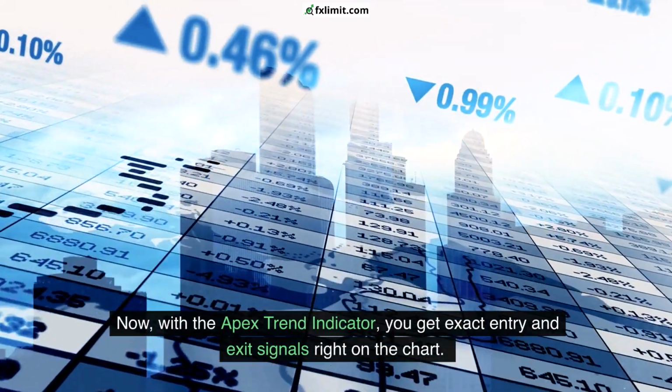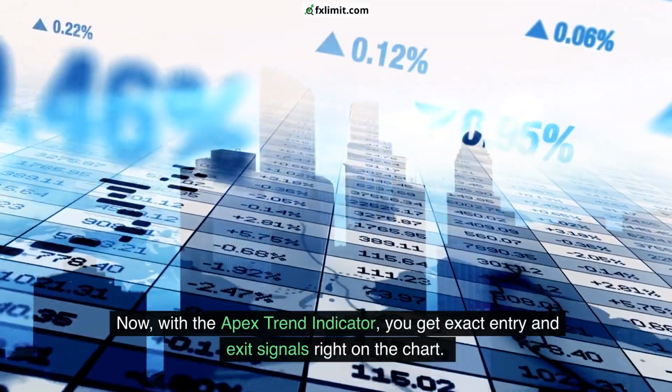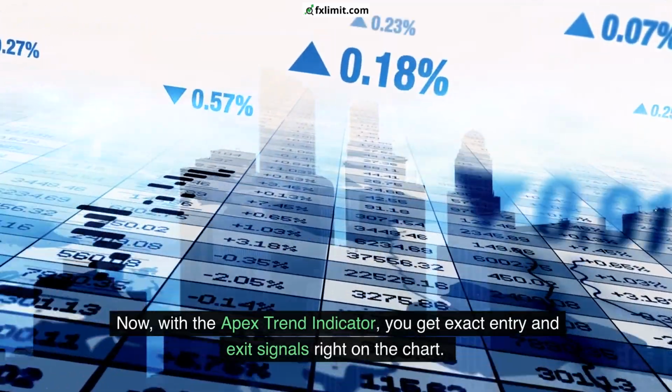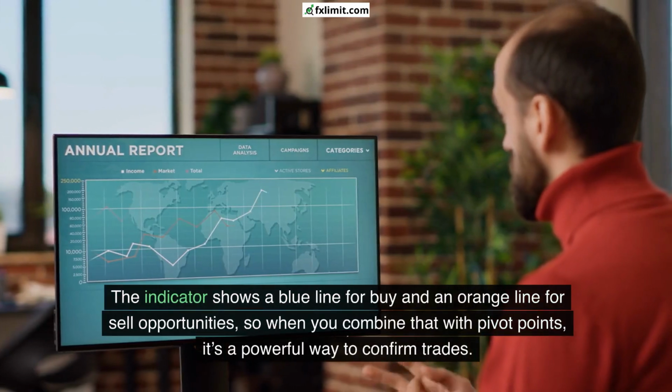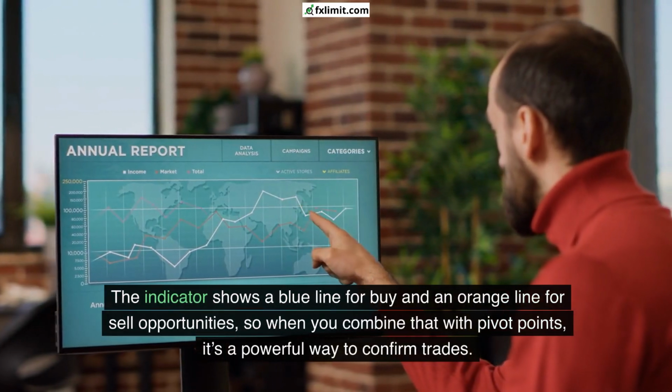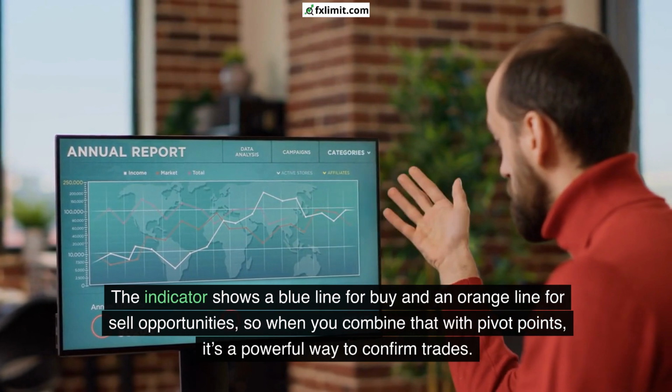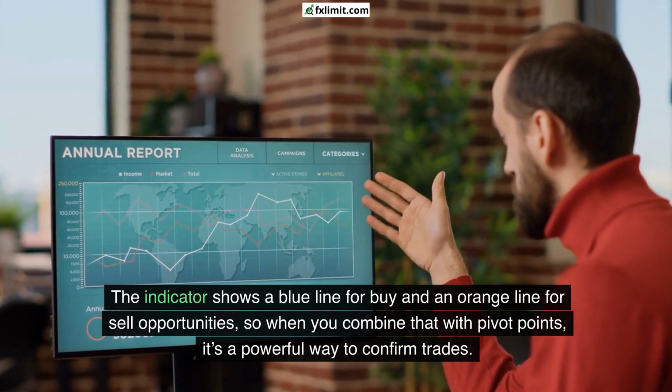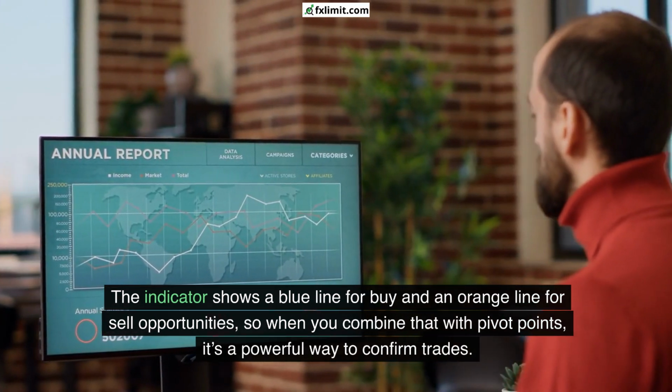Now, with the Apex Trend Indicator, you get exact entry and exit signals right on the chart. The indicator shows a blue line for buy and an orange line for sell opportunities, so when you combine that with pivot points, it's a powerful way to confirm trades.